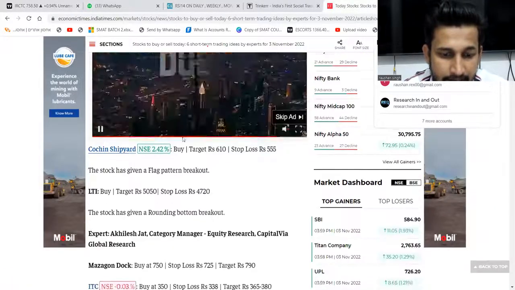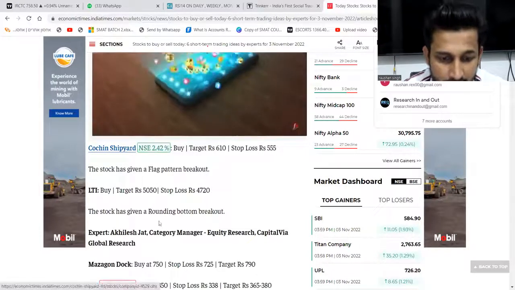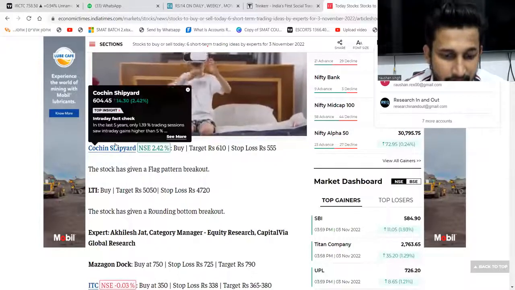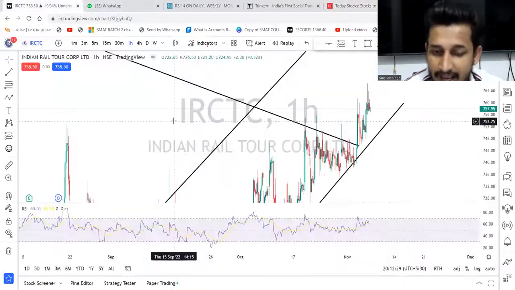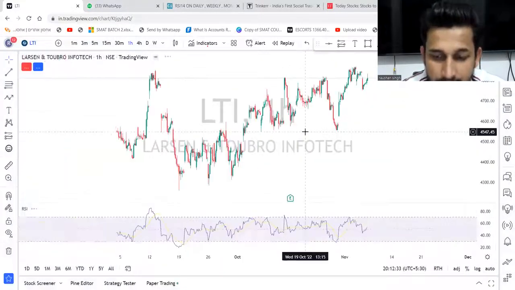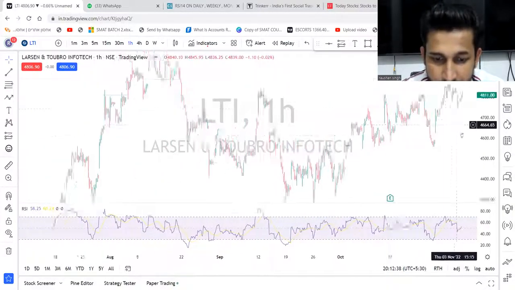Then let's say another stock, they have given LTI, the stock has given a flag. This stock has given a rounding bottom pattern. This is another pattern breakout. So if anyone is telling me the reason why I should buy this stock, then I'll go for it, or else I will not prefer to go for it.